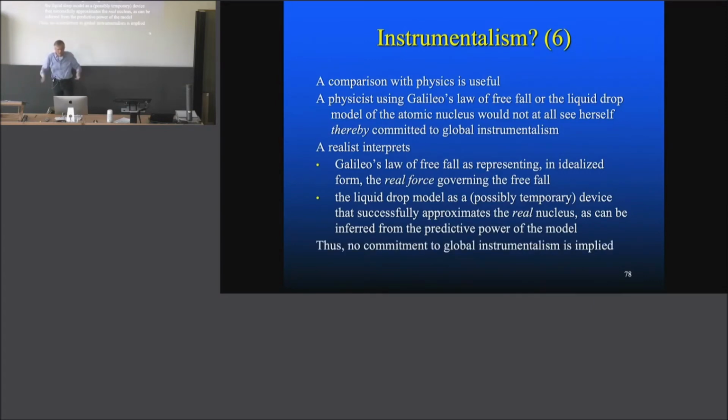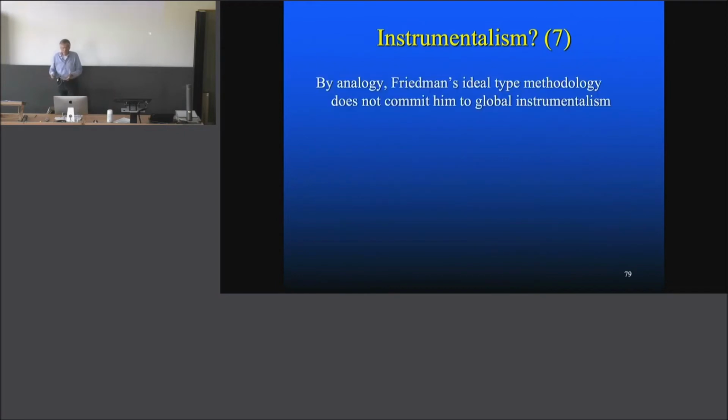Of course it's realism. No commitment to global instrumentalism is implied. Nothing at all. And I would say we can transfer that to our friend here. By analogy, Friedman's ideal type methodology does not commit him to global instrumentalism. It's just false. You would never do that in physics. Why should you do it here?